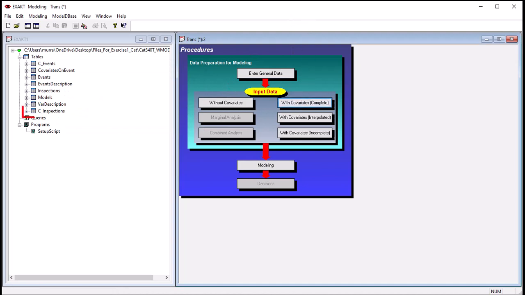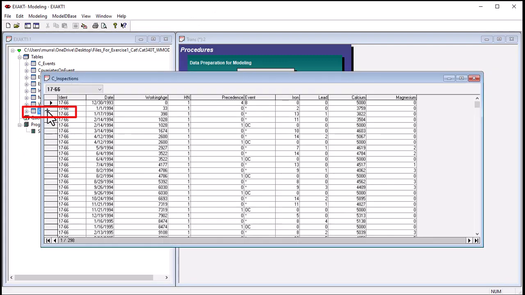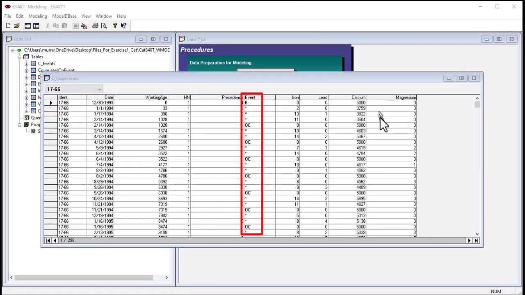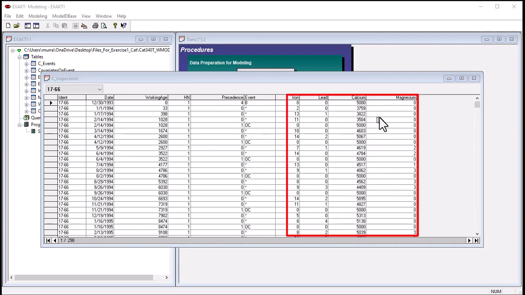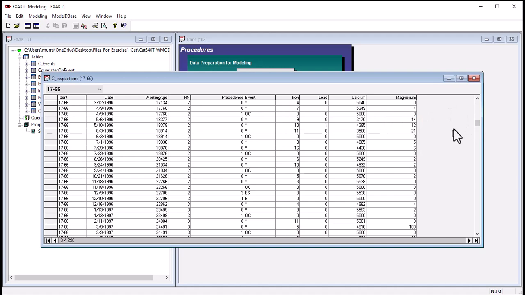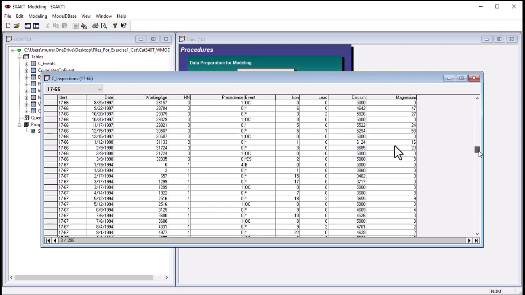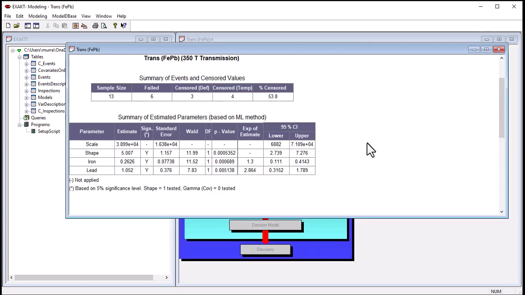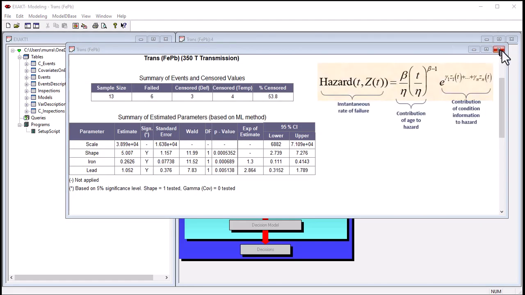A new entry called C Inspections appears on the tree. It combines in a single table the events with the condition monitored data leading up to those events. A learning algorithm will parse each row of this table, iteratively build a hazard rate equation. It outputs a report that shows the parameters of the hazard equation as estimated by the algorithm.